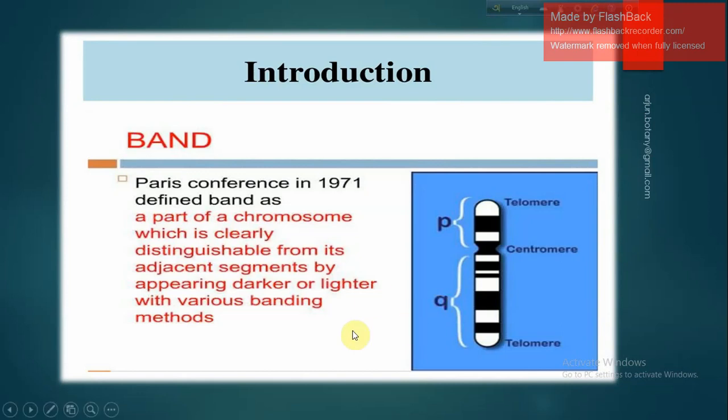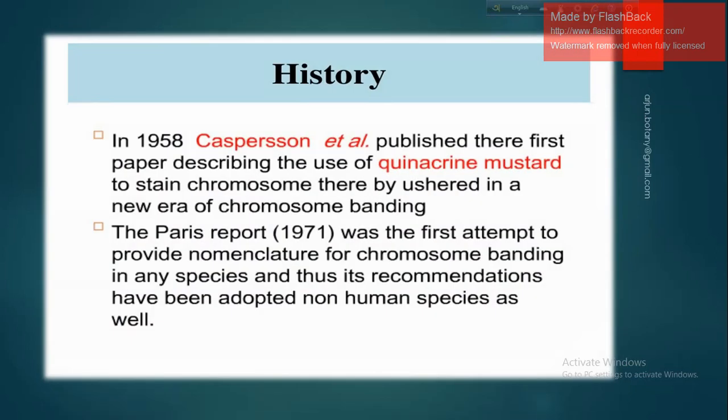In band formation, the band appears dark or light with various banding properties, and there are many bandings present. That's why different types of banding can be developed or adopted. In 1958, Caspersson et al. published the first paper describing the use of quinacrine mustard to stain the chromosome, and this is also chromosome banding. It revealed a new era of chromosome banding.